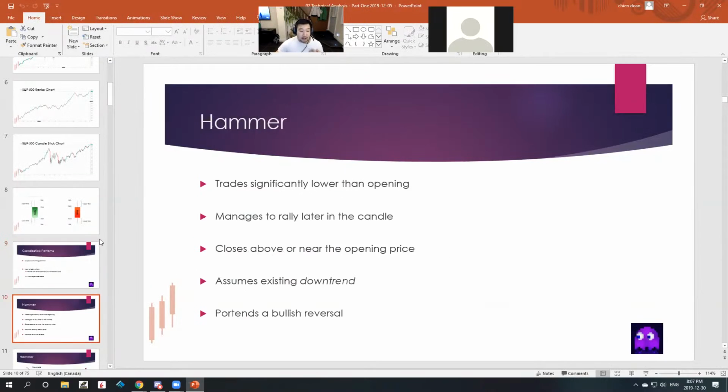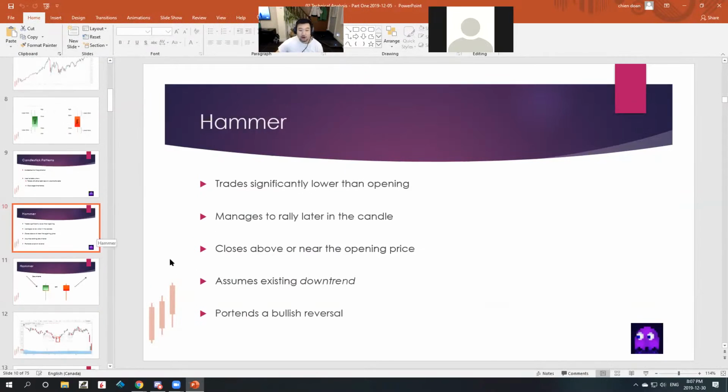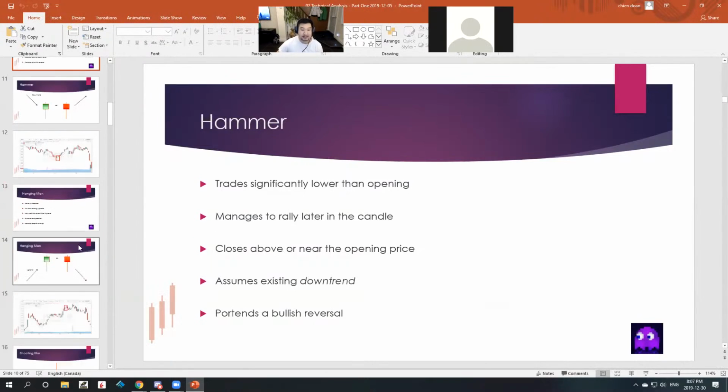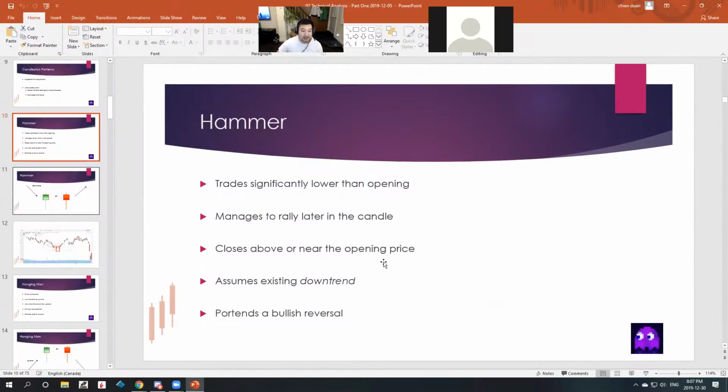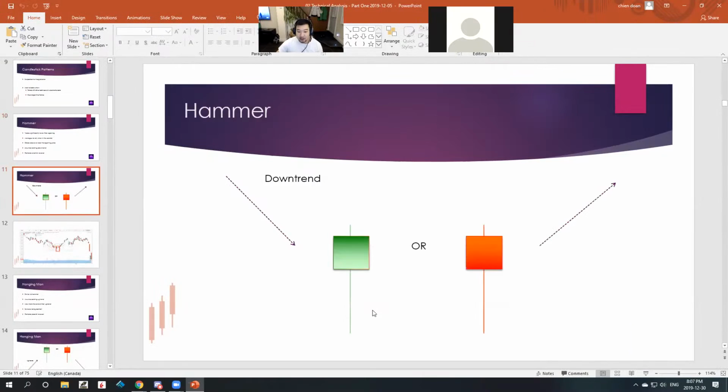So these are very common. You'll find these in dojis, you'll find these in hammers, you'll find these in morning stars, hanging mans, etc. So what I mean by this is that you're typically looking for very long wicks, right, with very small bodies, right? And these are usually very strong signs of reversals within the market. So that's a very distinct candlestick pattern that you're looking for in a market.